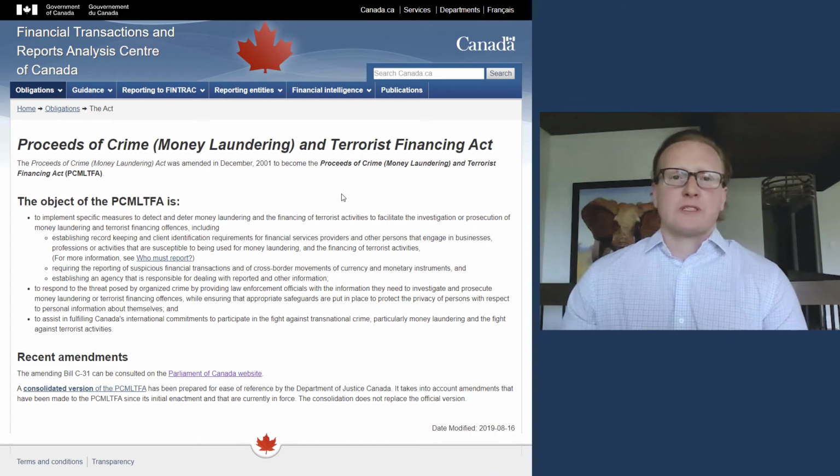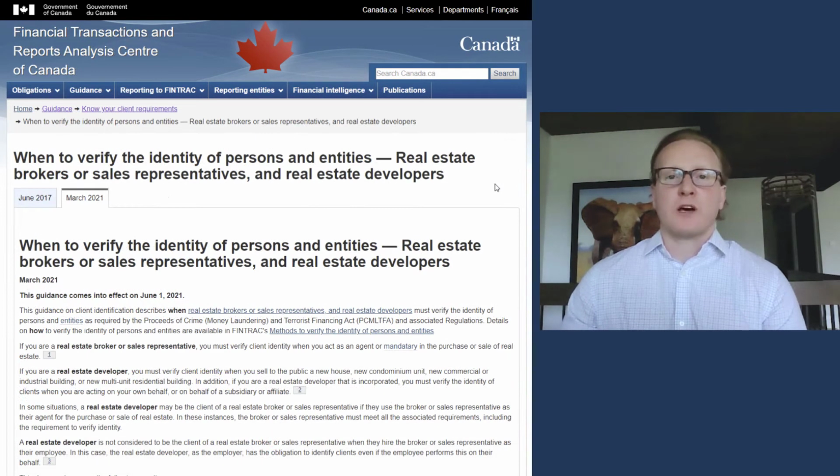Changes to the Proceeds of Crime, Money Laundering, and Terrorist Financing Act, otherwise known as PCMLTFA, are coming into effect. These changes introduce additional obligations for the real estate industry and are intended to strengthen Canada's anti-money laundering regime. It will be important for you to understand what these changes are and how they may impact your business.